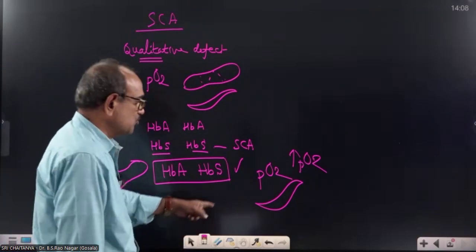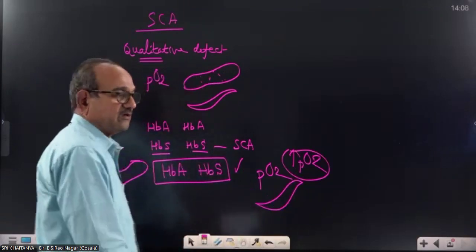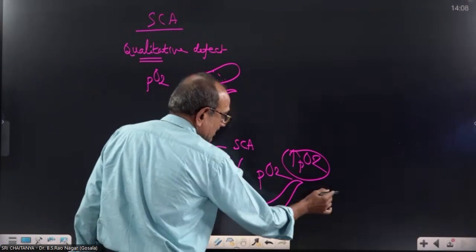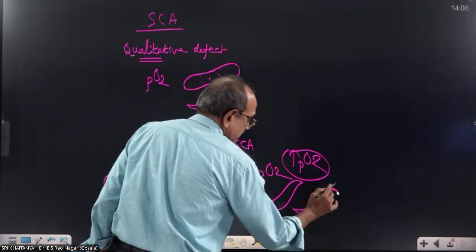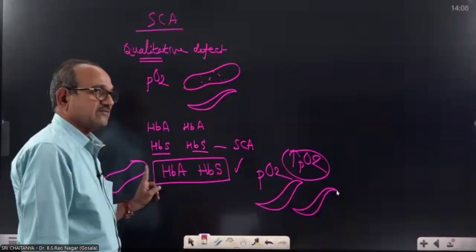If they are exposed to low PO2 a second time, there is no repair of the shape of the RBC. Their RBCs become permanently sickle-like. So only one chance is there.